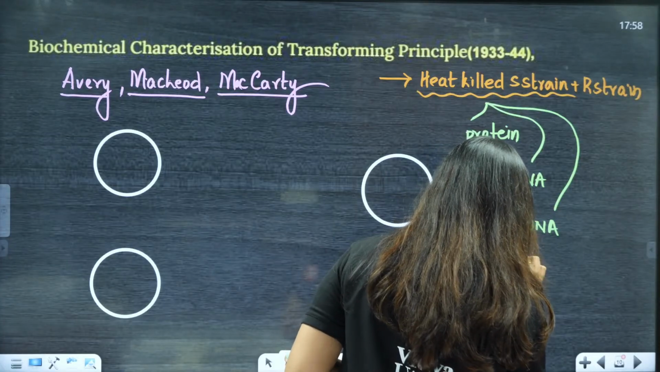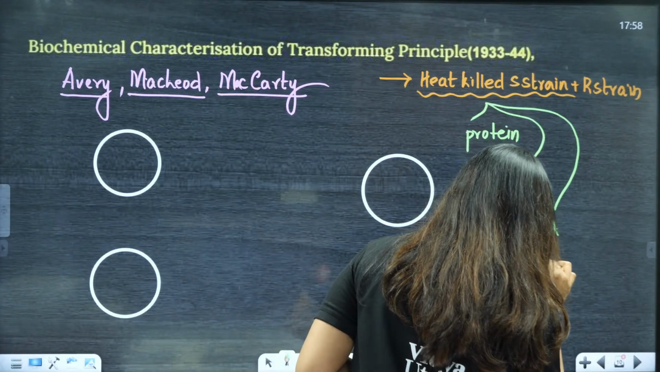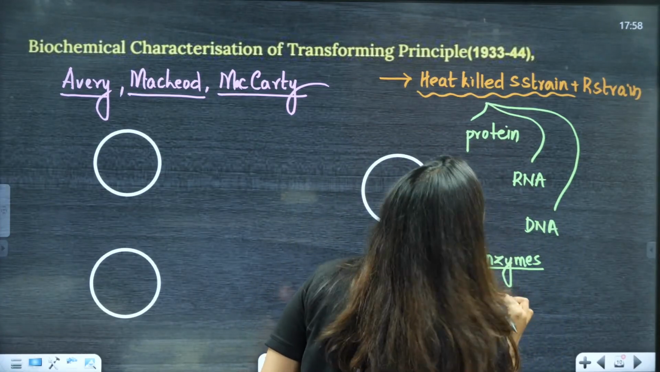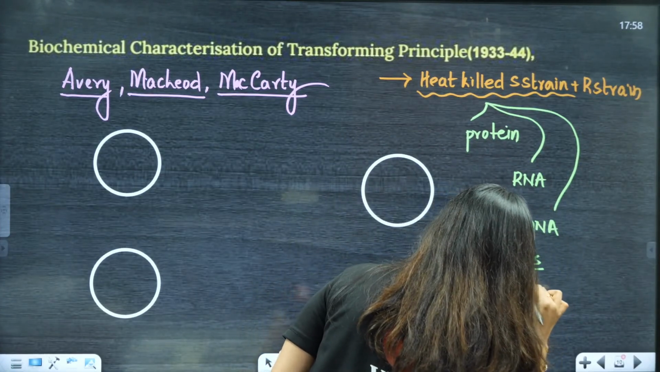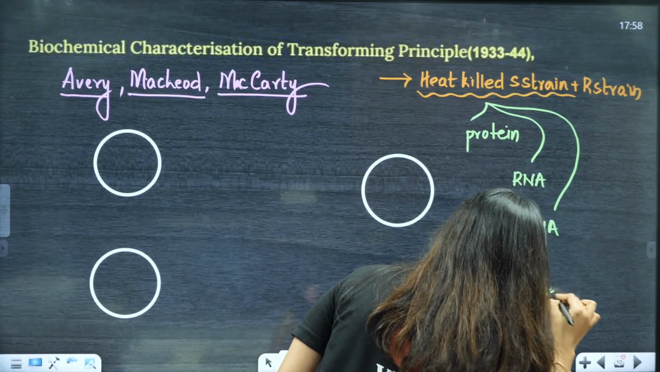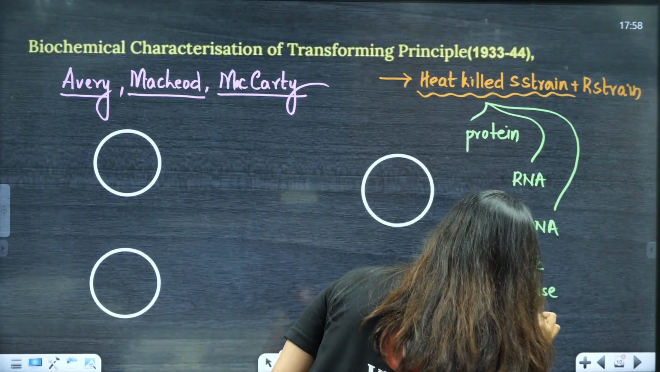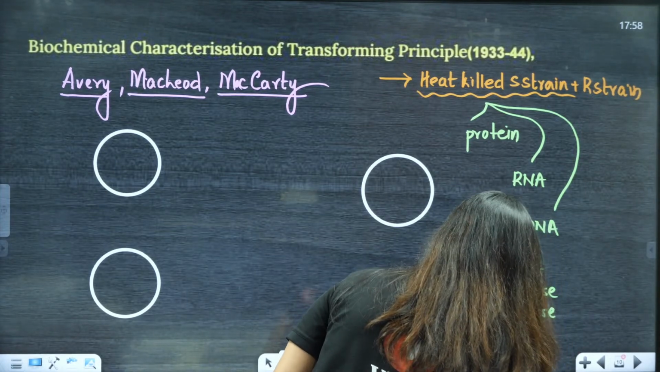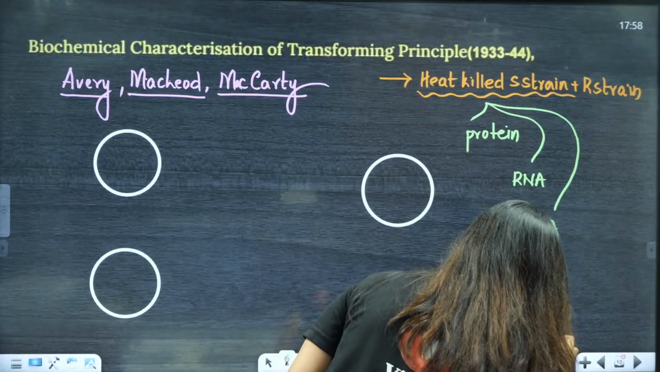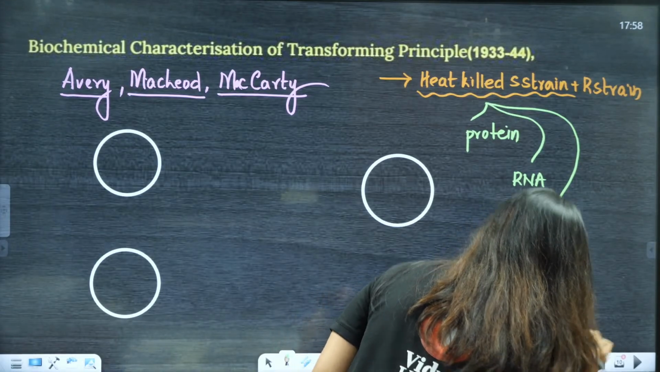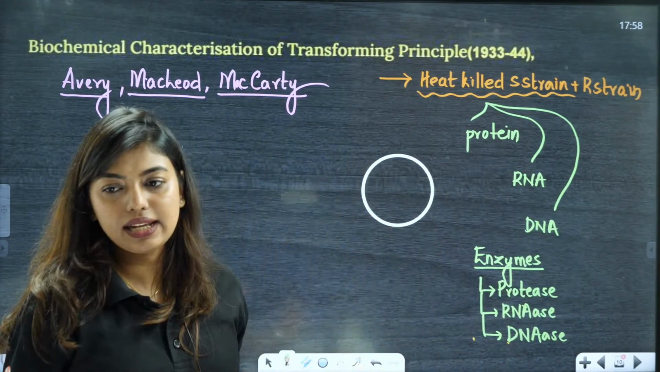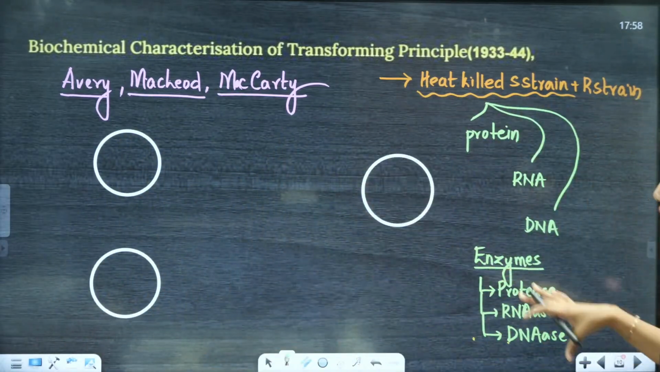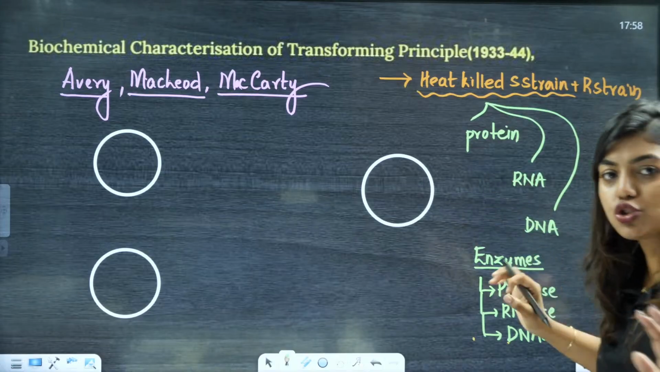With the help of what, students? With the help of enzymes. So what were the enzymes? The enzymes were protease, RNase, DNase. Protease, RNase and DNase. Okay. So these enzymes were going to degrade, these enzymes were going to digest these people to just do the experiment.